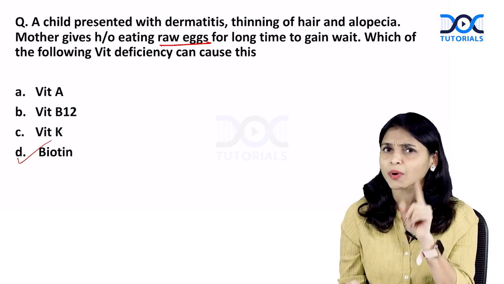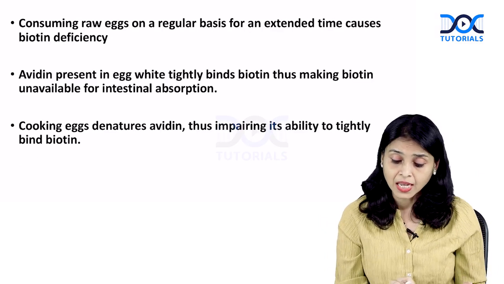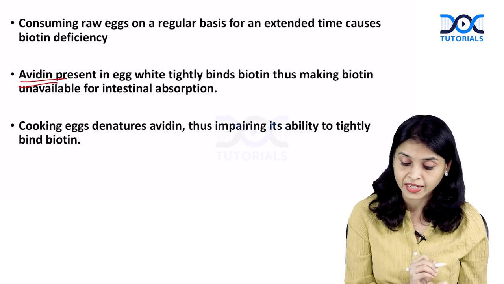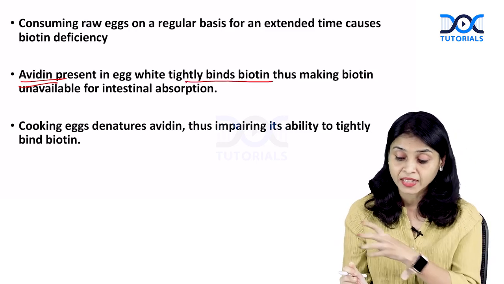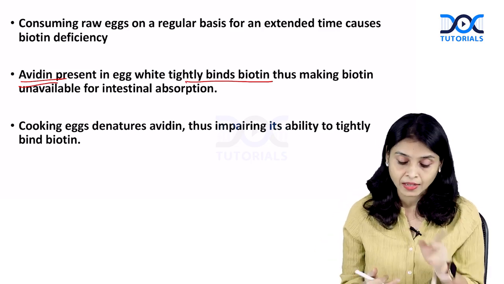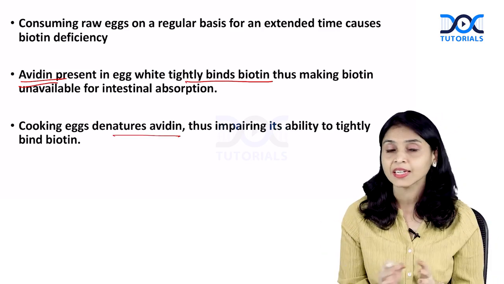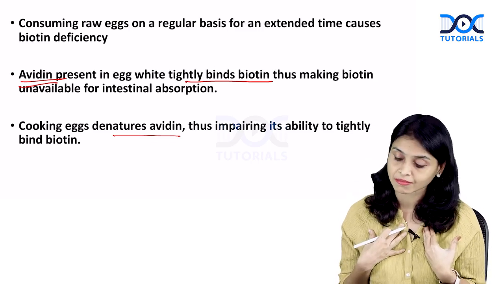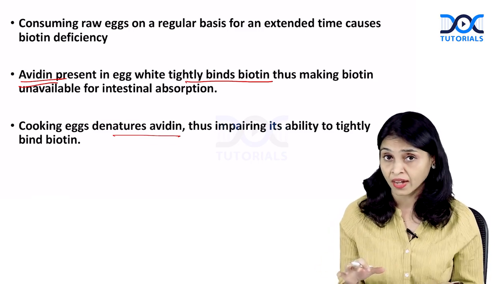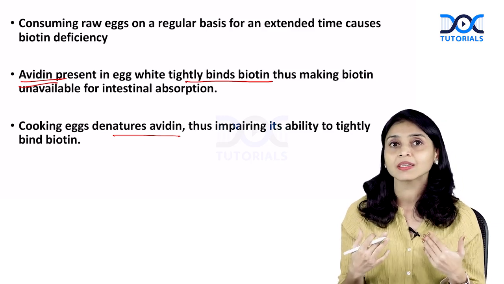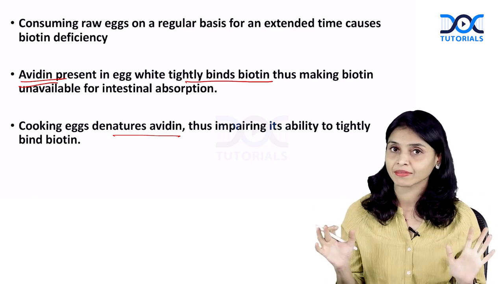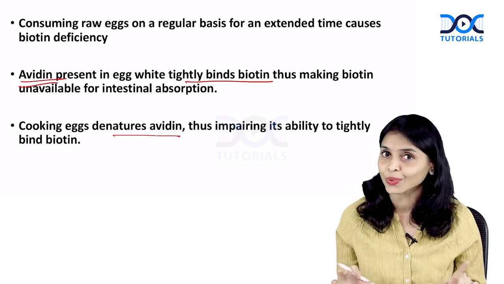What is the problem with eating raw egg, especially the white? When you consume raw egg, it will lead to biotin deficiency. You know how? Because it contains something known as avidin, which tightly binds to biotin, thus making biotin unavailable for use by the body. When you cook the egg, that denatures avidin, and the bioavailability of biotin will be there. So that is why it is advised to cook eggs and eat them, and never to eat raw egg. In some places, I'm not very sure, but I heard that people who go to the gym are advised to take raw egg. Anyway, that's not a good practice.